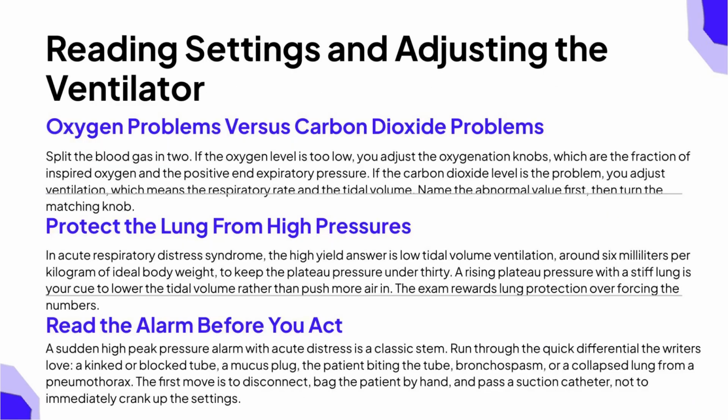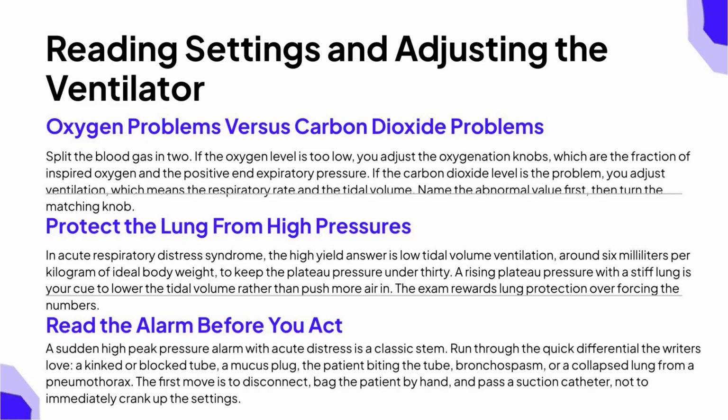Strategy 3 is reading the settings and knowing which knob to turn. Here is the framework that solves most adjustment questions. Split the blood gas into 2 separate problems. If the oxygen level is too low, you fix oxygenation, and the 2 oxygenation knobs are the fraction of inspired oxygen and the positive end expiratory pressure. If the carbon dioxide level is too high, you fix ventilation, and the 2 ventilation knobs are the respiratory rate and the tidal volume. So name the abnormal value first, then turn the matching knob.